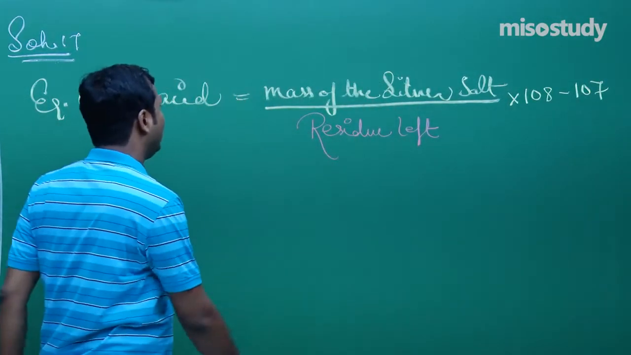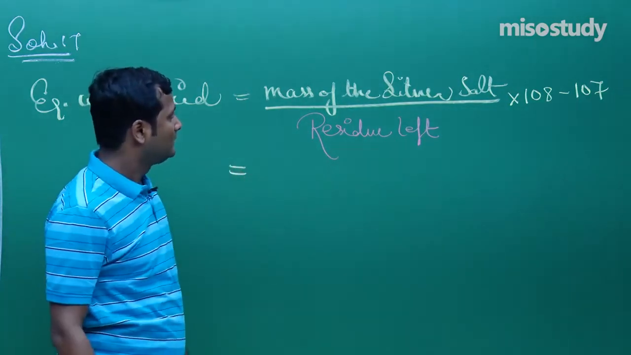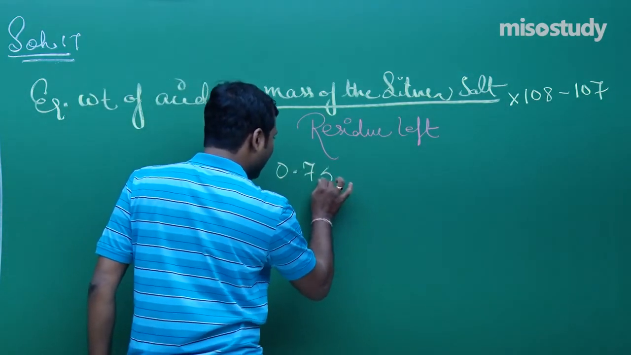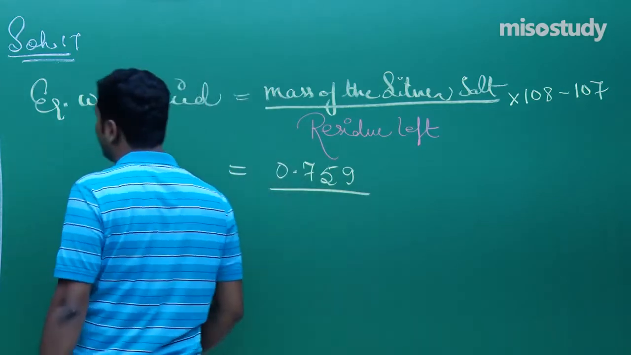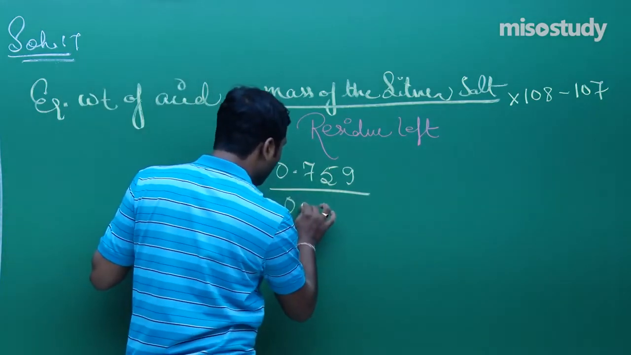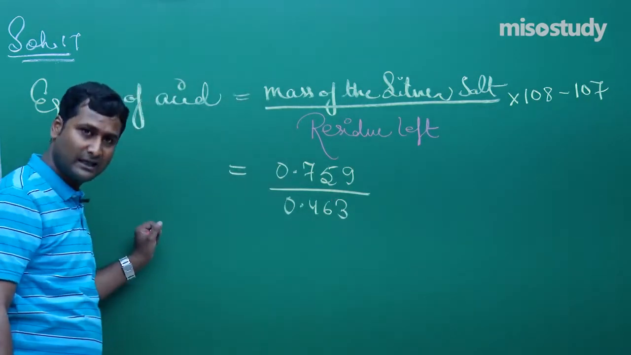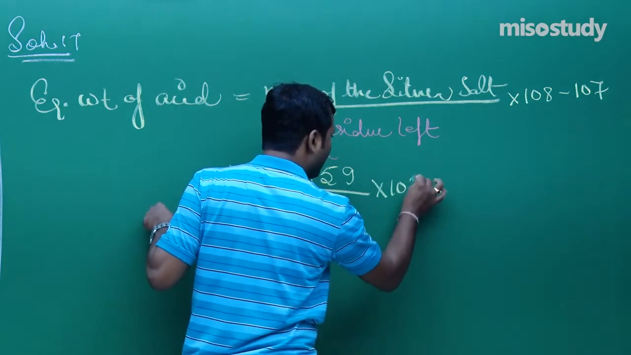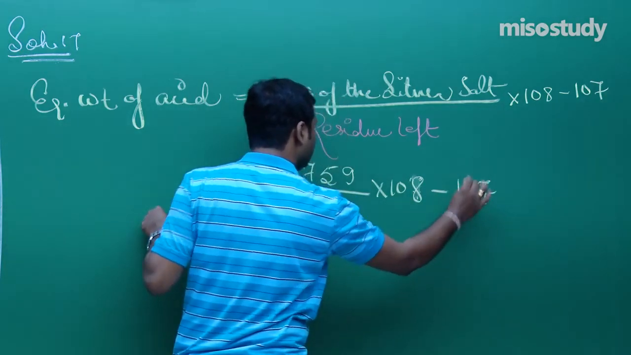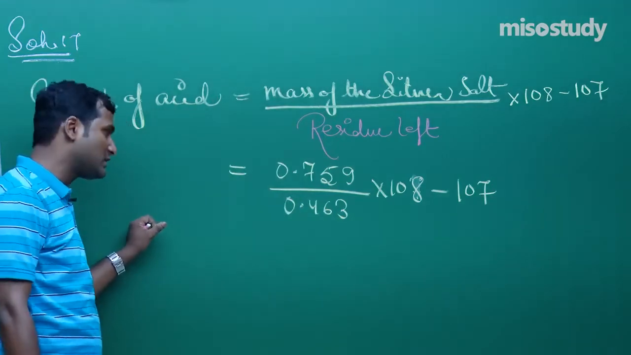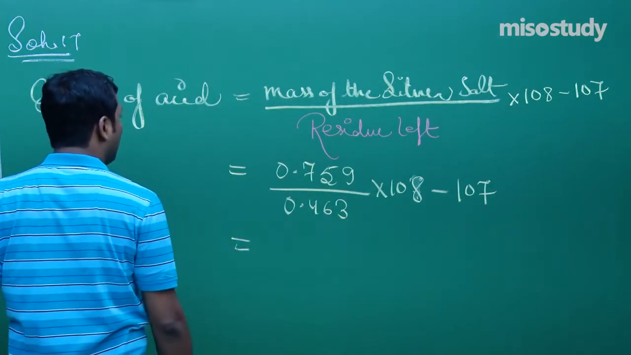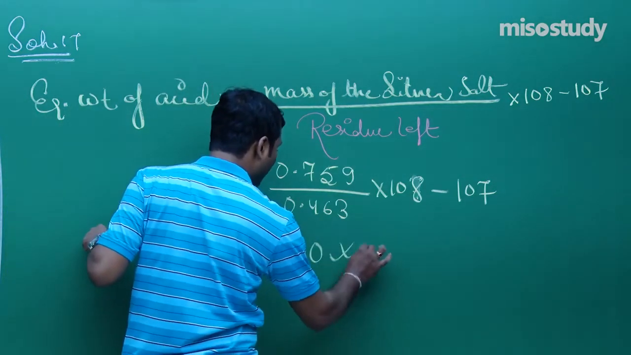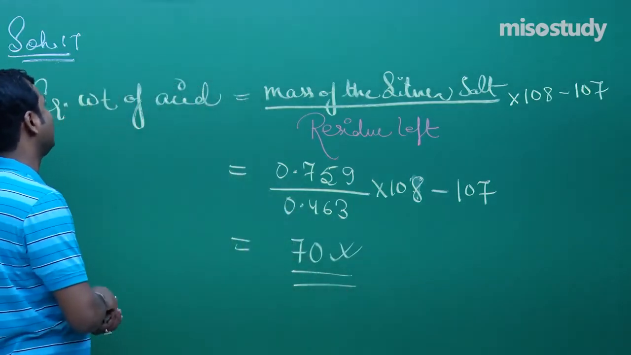This is the formula. Now what is the mass of the silver salt? That is 0.759. Yes sir. The mass of the residue left is 0.463. Clear? Multiply by 100, minus 107, multiplied by 108. This is the complete calculation. What do we get after solving? We get 70. The equivalent mass of the acid is 70.